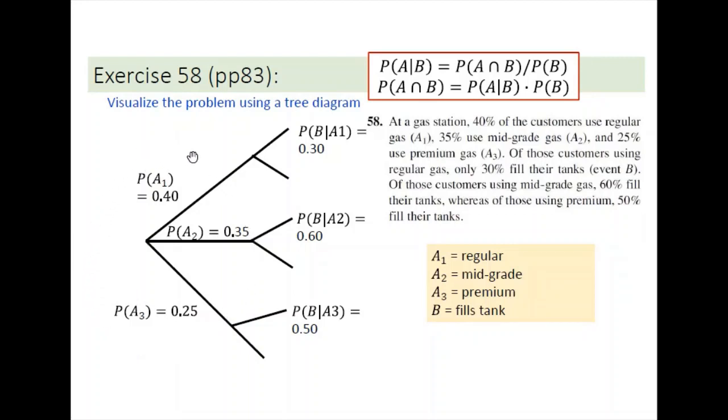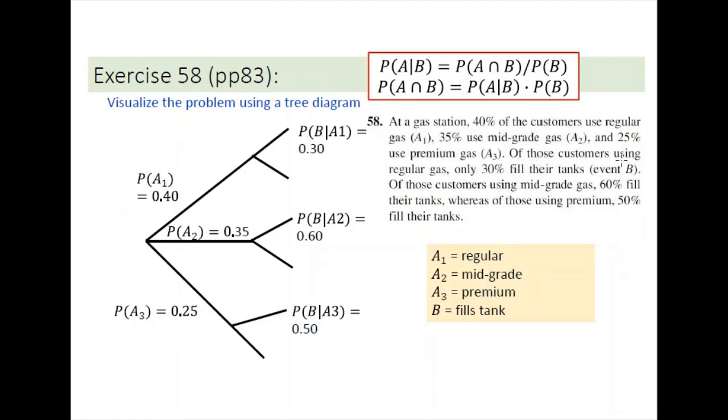You can see that the summation of these probabilities is 1. It means in total there are three kinds of gas in this gas station. 40% of customers use the regular one, 35% use the mid-grade one, and 25% use the premium one, and in total 100%.